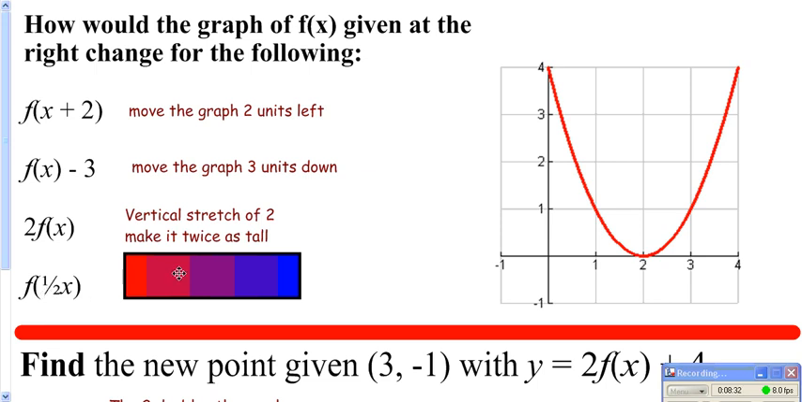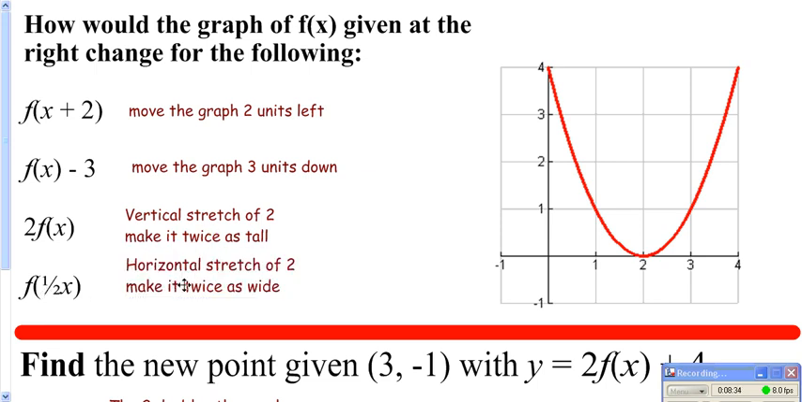Here, half of x. Remember we said that makes it twice as wide. So you're going to have to multiply all your x coordinates here by 2. So this x coordinate won't change. This one here, multiply the x by 2, it would move it over to here. Multiply this x by 2, it would move your point to here. Multiply this x by 2, it would move over to 6 up 1. This one here, it would move it over to 8, but up 4.